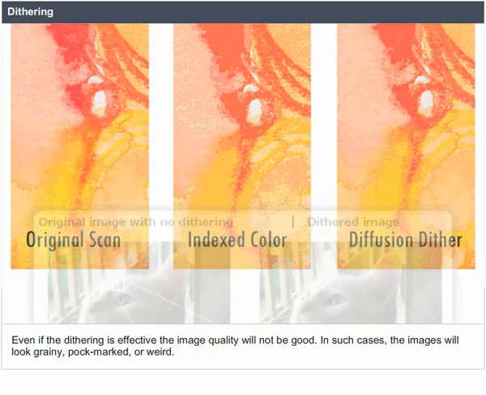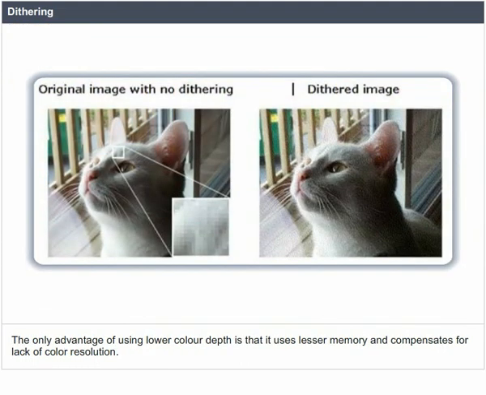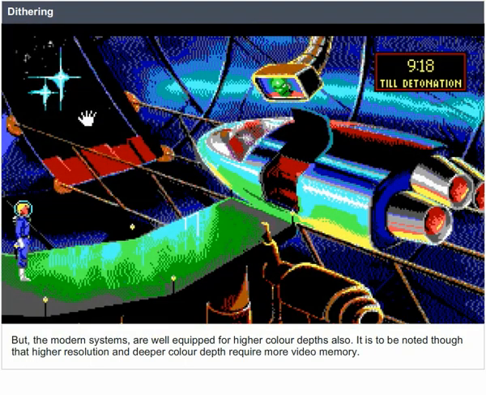The only advantage of using lower color depth is that it uses less memory and compensates for lack of color resolution. But modern systems are well equipped for higher color depths also. It is to be noted, though, that higher resolution and deeper color depth require more video memory.